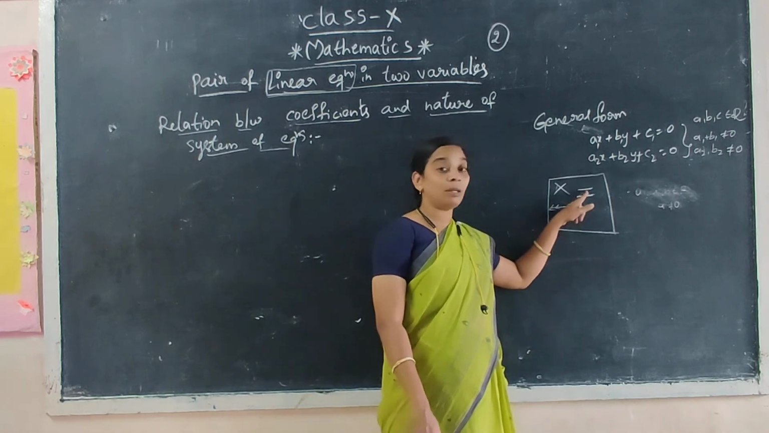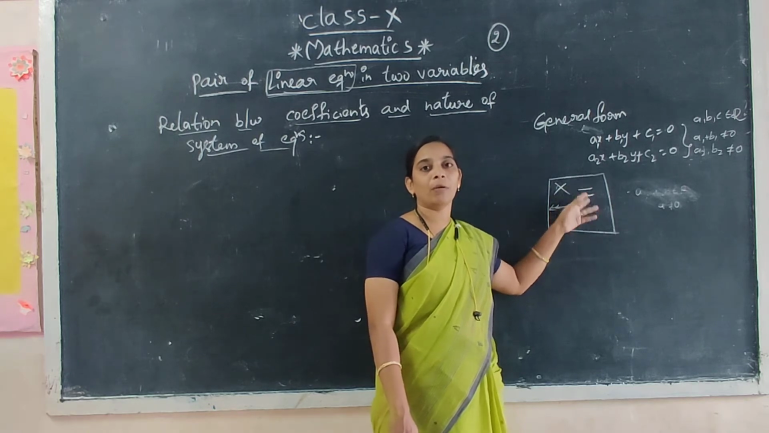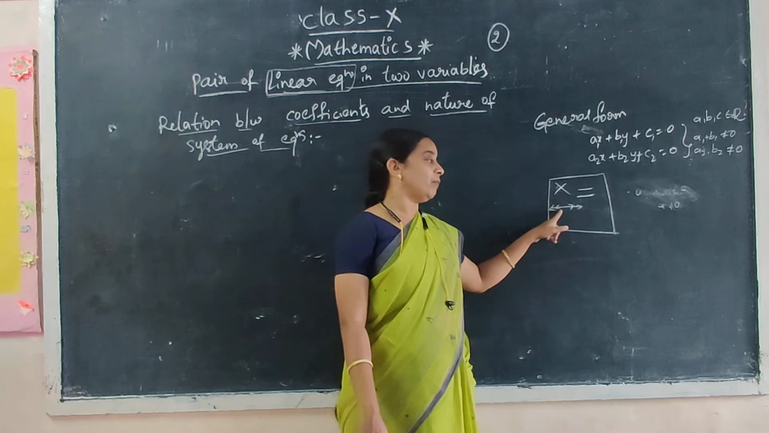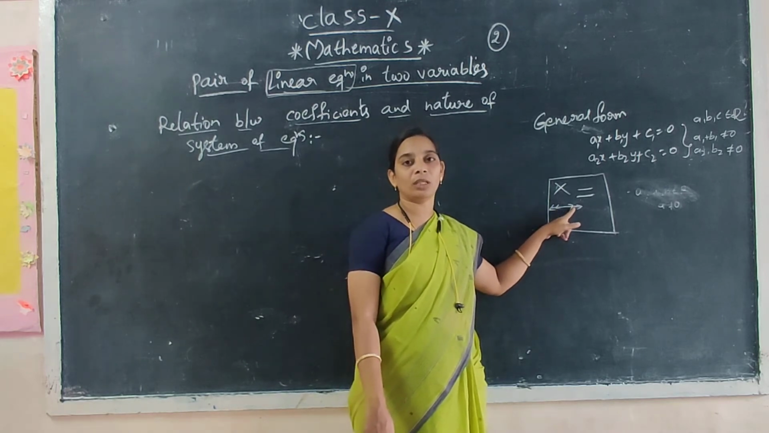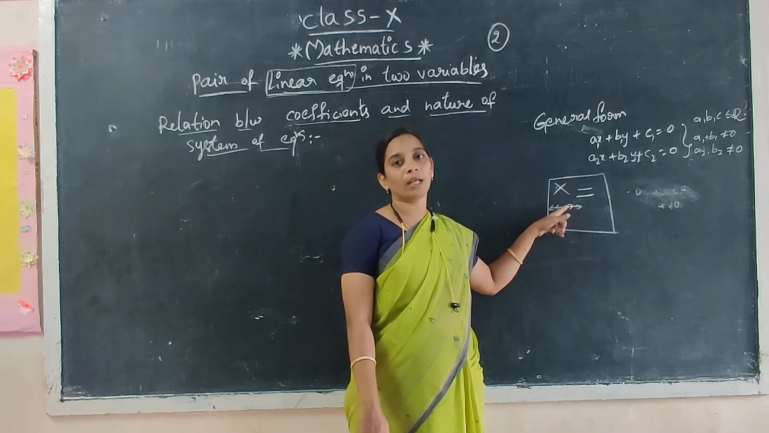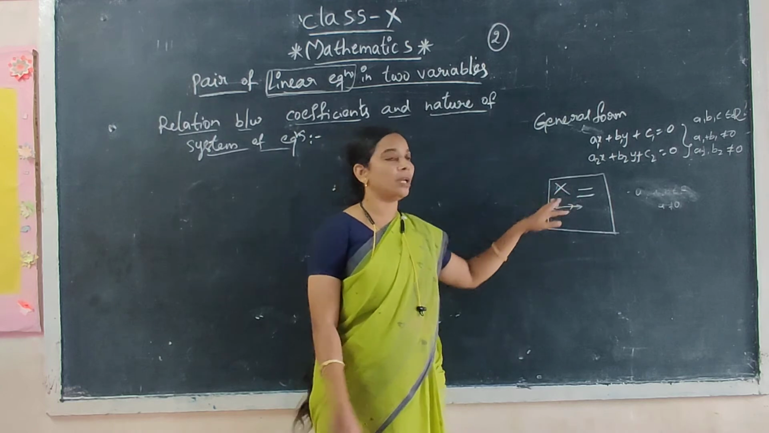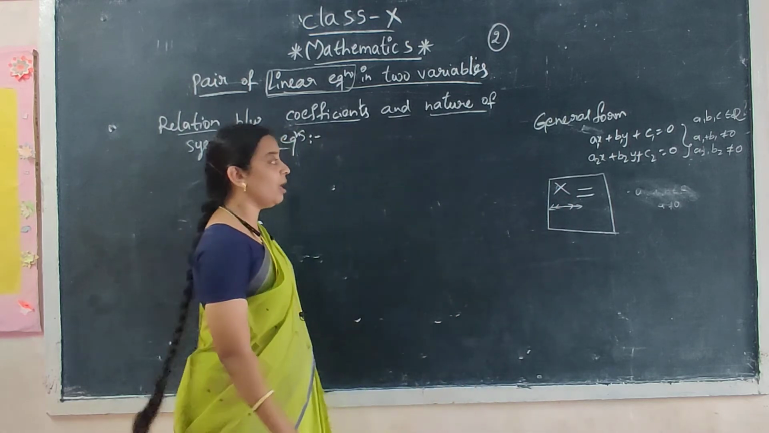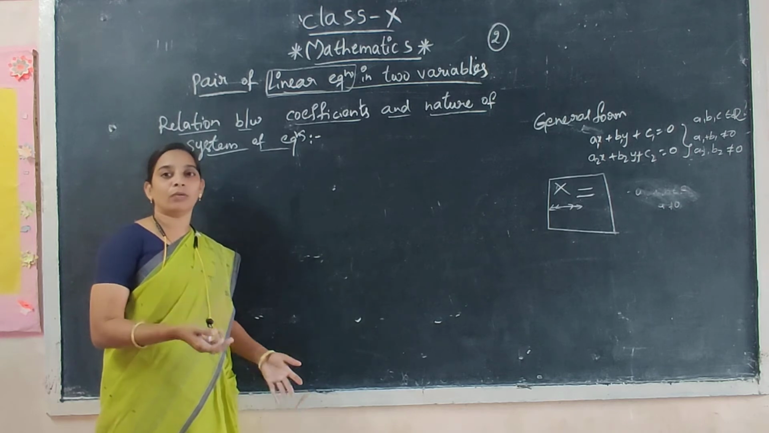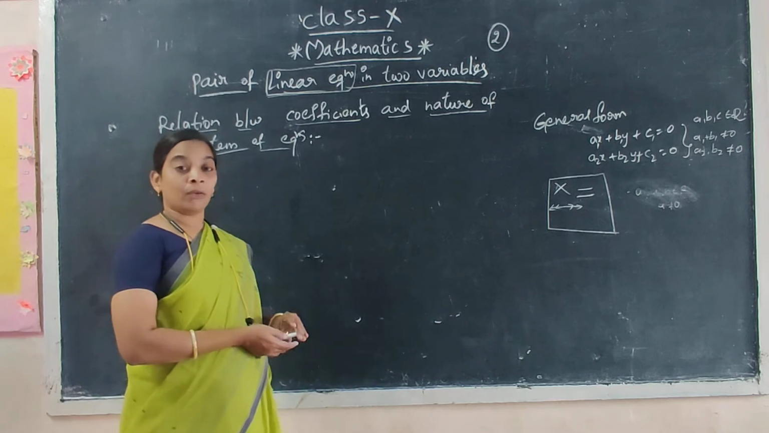If you get parallel lines, there is no solution, and that type of lines are called an inconsistent pair of equations. If two lines are coincident to each other, you will get infinitely many solutions, and that type is called a dependent pair of equations. These are the three possible situations. By drawing the graph, you conclude whether the given equations are intersecting, parallel or dependent.